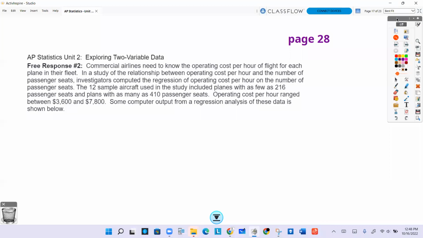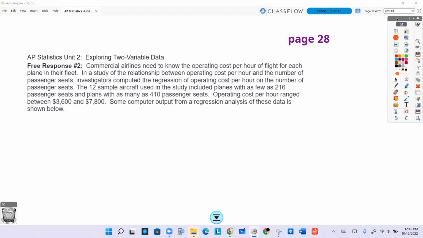All right, here's free response number 2. Commercial airlines need to know the operating cost per hour of flight for each plane in their fleet. In a study of the relationship between operating cost per hour and the number of passenger seats, investigators computed the regression of operating cost per hour on the number of passenger seats.